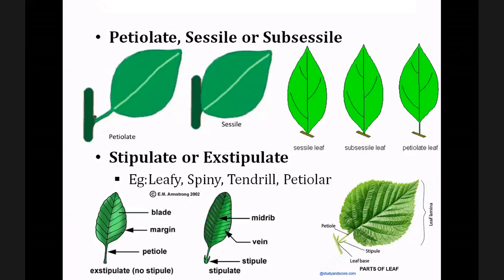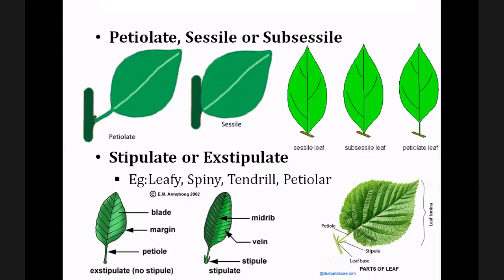Sessile means here there is no petiole. The leaf blade is directly attached to the stem. This leaf we call a sessile leaf. The other category is the subsessile. That is not a complete sessile one. It has a very short petiole. That's why we call it a subsessile.